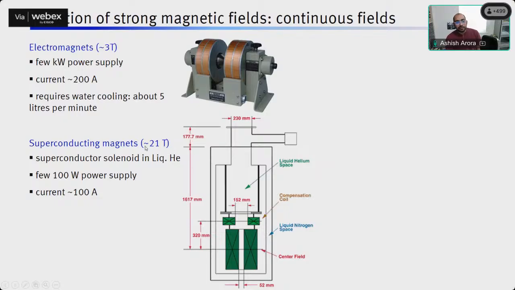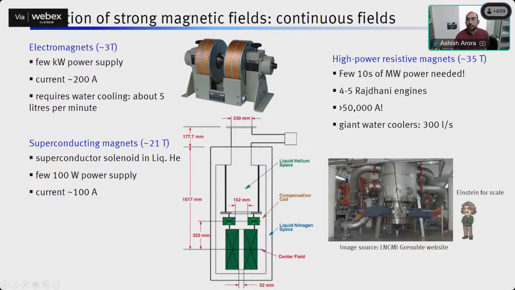But if we need even larger magnetic fields, we use these magnets, simple looking like magnets but very large, which are available only at some very special facilities in the world. For example, this is available in Grenoble, France. This is a picture from Grenoble. You can see I have put Einstein for scale here. So this is a very large magnet. There are these large tubes which need lots of water for cooling as well. I will tell you about that.